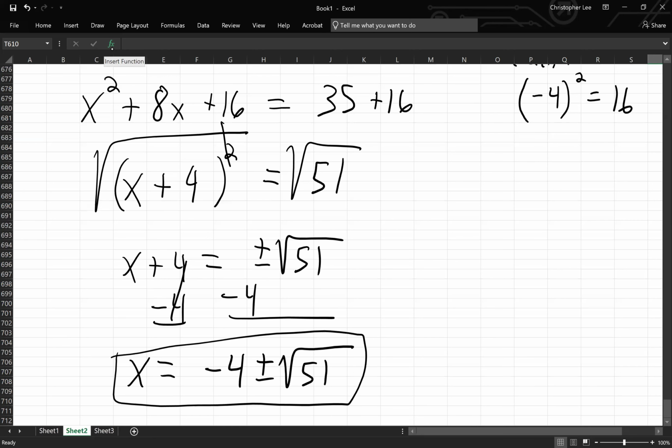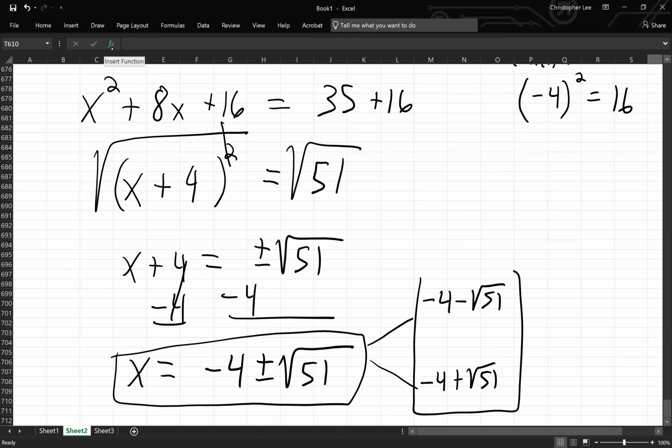Not so bad, right? And again, if you want to break it up, I accept that as well. You could give me negative 4 minus square root 51 and negative 4 plus square root 51. I will accept the two answers together if you want. Your choice, no pressure. All right. Questions on this? So it's x equals negative 4 plus or minus square root 51. Yeah, that's good. Questions on this?